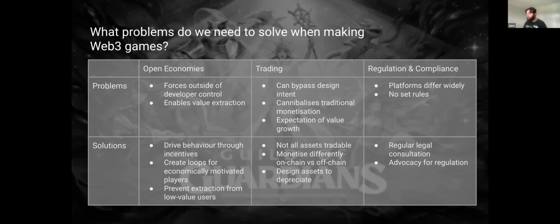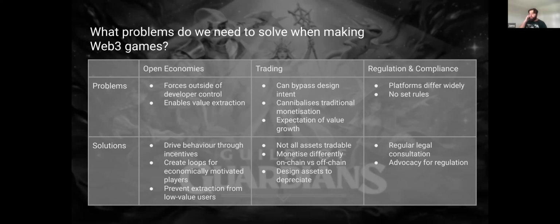If you want to add an asset to the secondary market, you have to be 100% sure that there is a strong reason for at least a portion of your player base to go and buy that and then consume it somewhere else. If there's no reason to do that and you're able to produce it indefinitely, the only thing that will happen is supply will go up, demand will not keep up, and everything will crash down to zero, which is obviously not what we want. We want to have sustainable open Web3 economies.